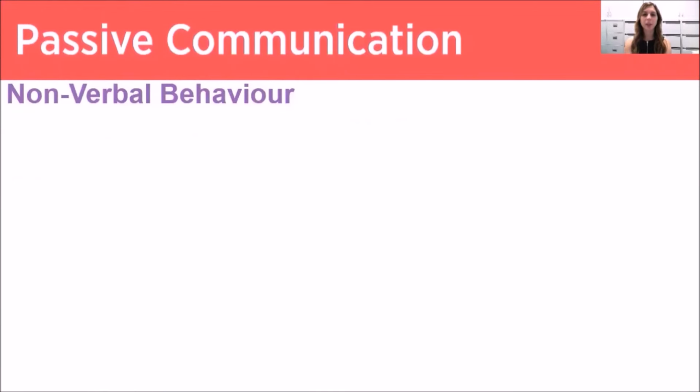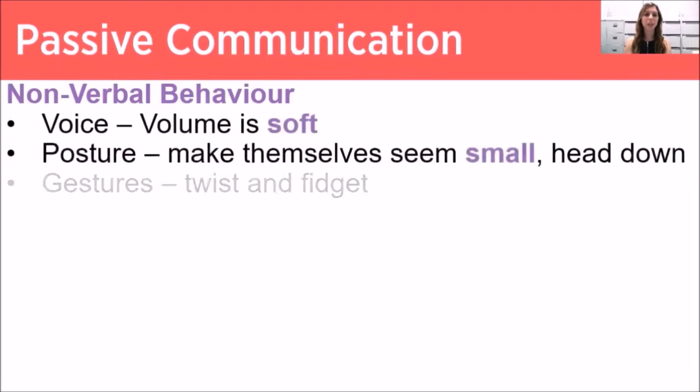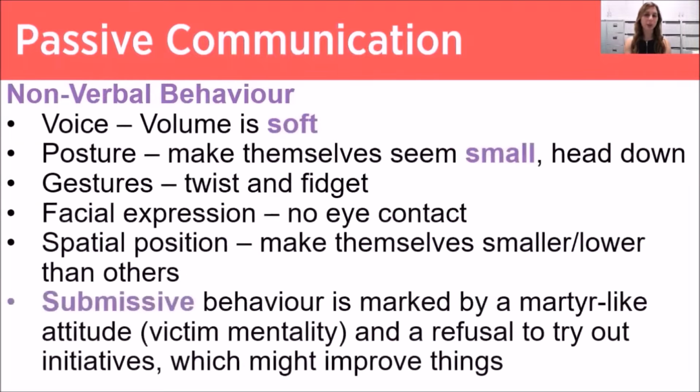When we look at the nonverbal characteristics of passive communication, an individual may have a softer volume in their voice. They make themselves seem small with their head down, and they tend to twist and fidget on the spot. They don't maintain eye contact, and their spatial position makes them seem smaller. They have a submissive type of behaviour that is marked by a martyr-like attitude, where they have a victim mentality and a refusal to try out initiatives or anything new to help them improve things.